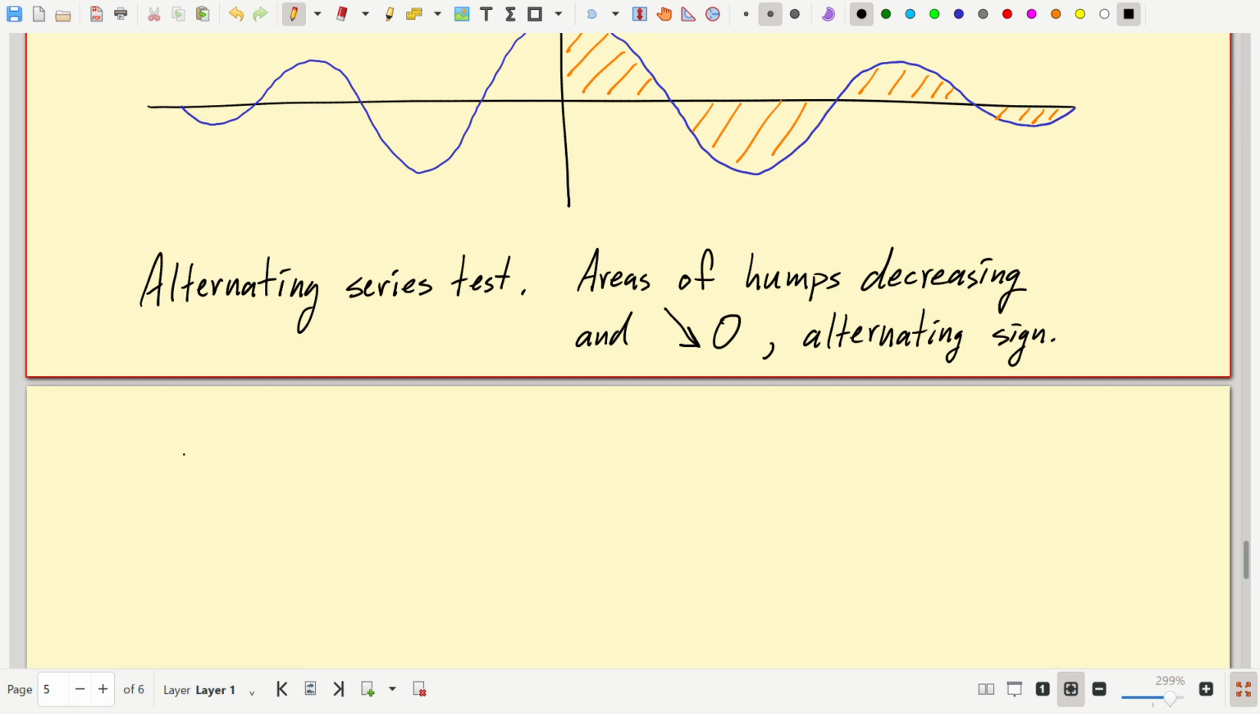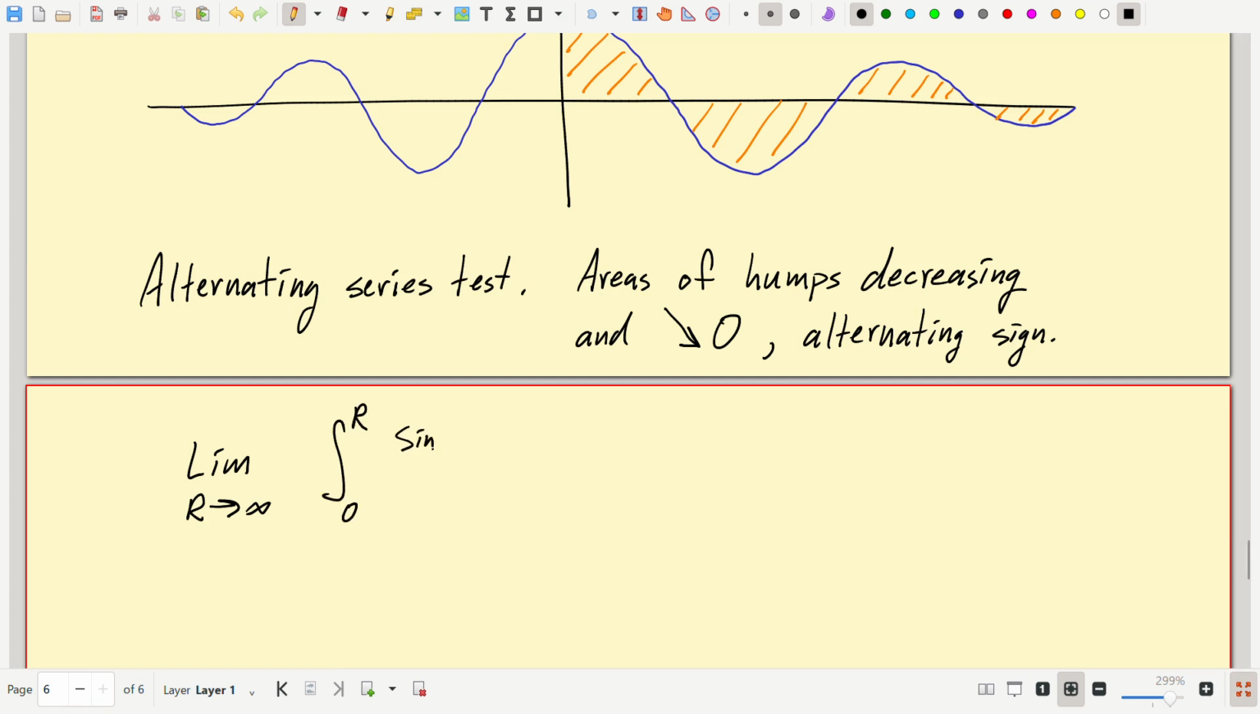So the limit as r goes to infinity, for example, of the integral from 0 to r of sine t over t dt converges.